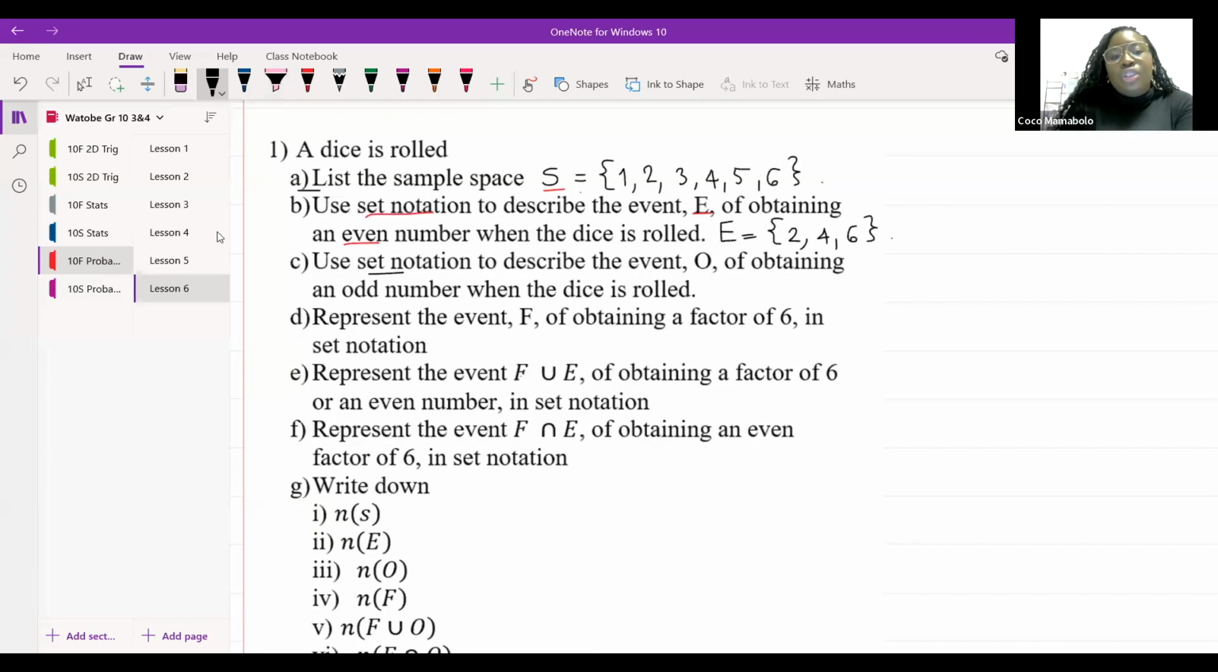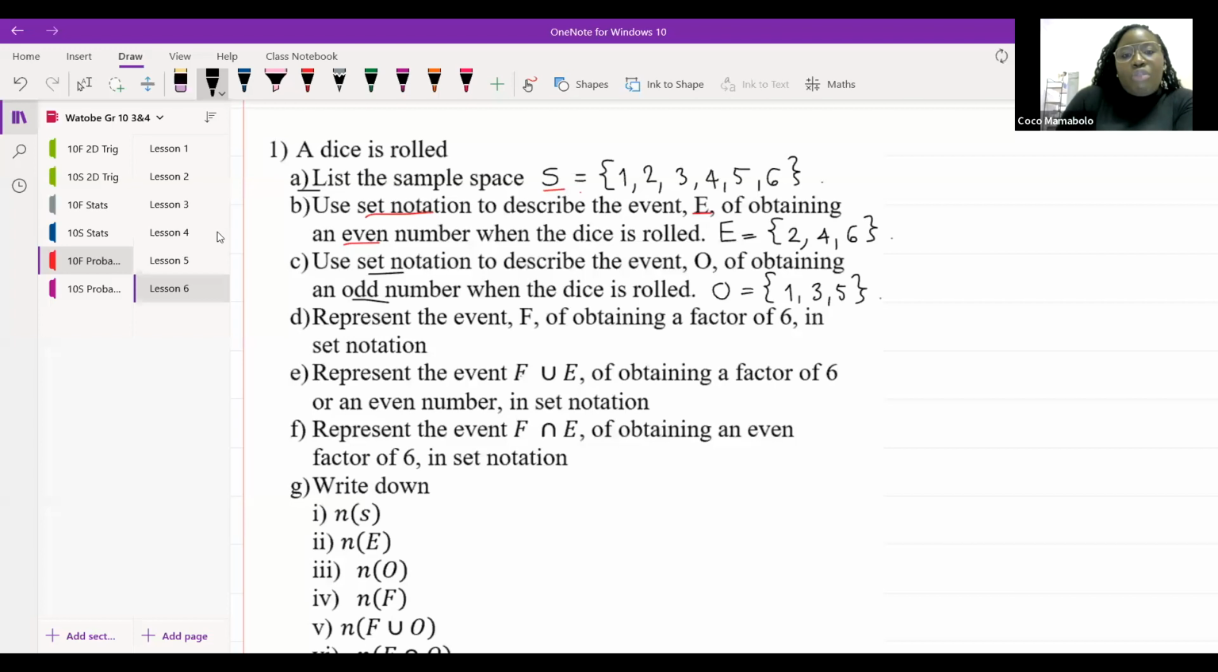Next question. Again, set notation to describe the event O of obtaining odd numbers. So how am I going to start writing it? O is equal to, then the bracket. Then after that, you'd say 1, 3, 5. Beautifully done. And then close the bracket.